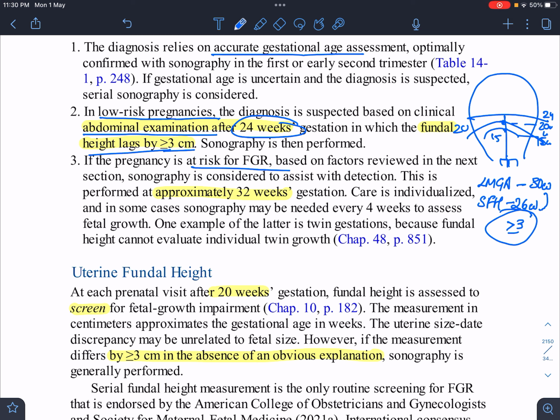Now there are pregnancies in which there is risk for FGR, like there is hypertension, any infections, or any history of a previous FGR baby, something like that, any chromosomal anomalies, any structural abnormalities in the fetus.